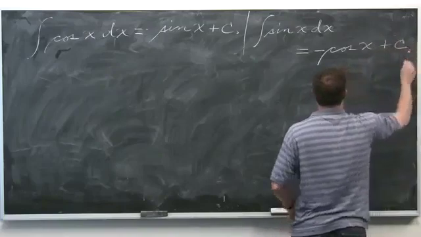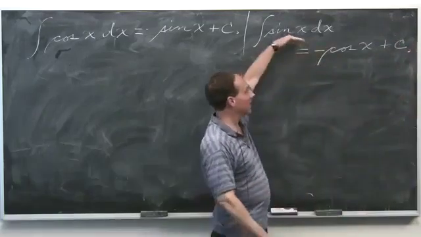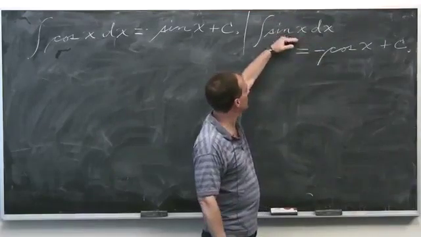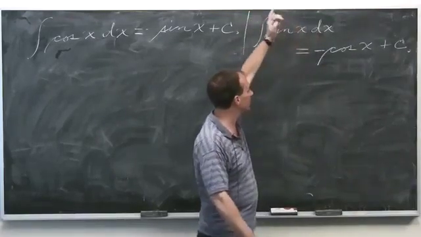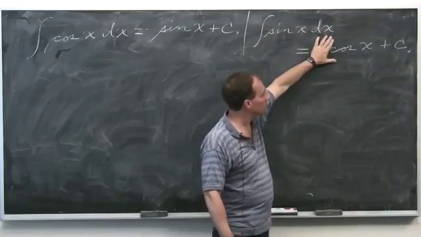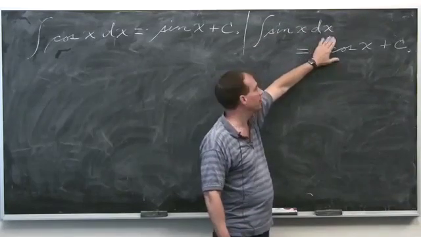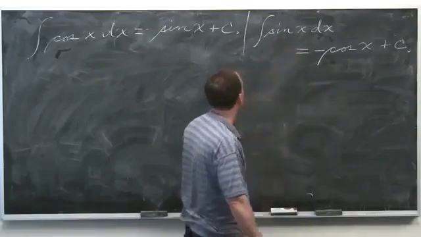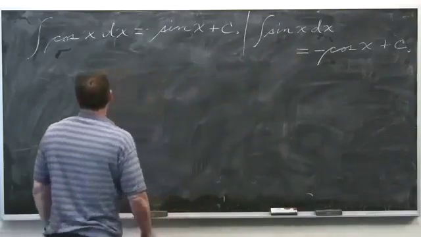So if you think for a minute, you'll get that this is negative cosine plus c, because being an antiderivative means if you differentiate this side, you get what's in between the integral sign and the dx. The derivative of cosine is negative sine. So the derivative of negative cosine is negative negative sine. It's sine. So this is what you get.